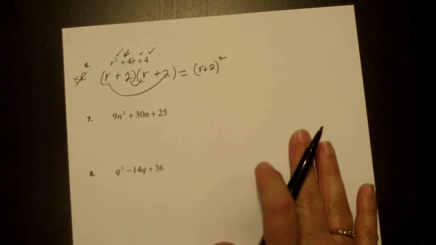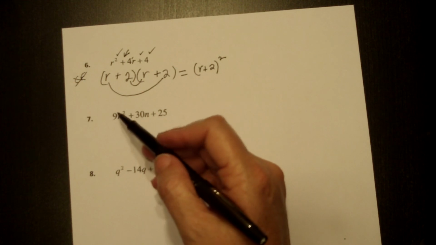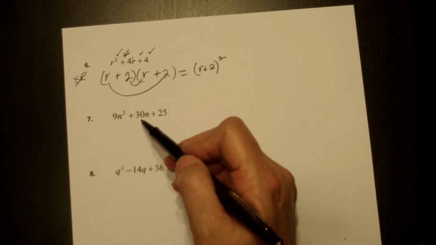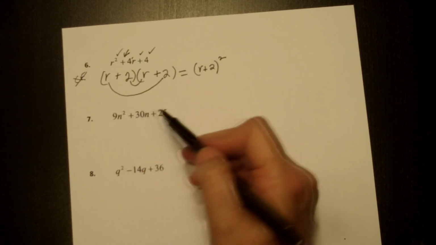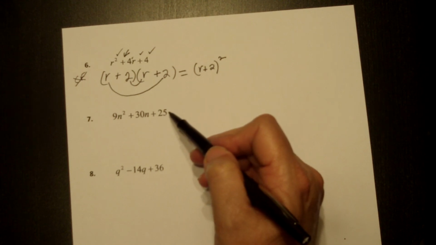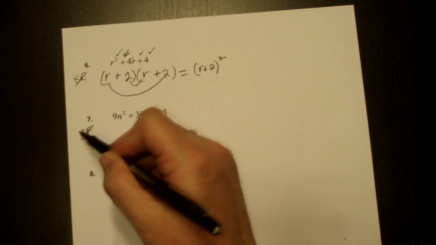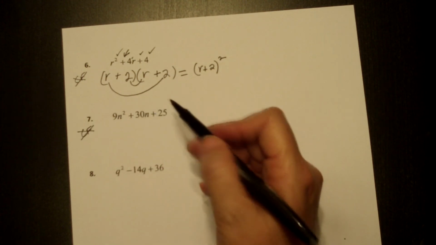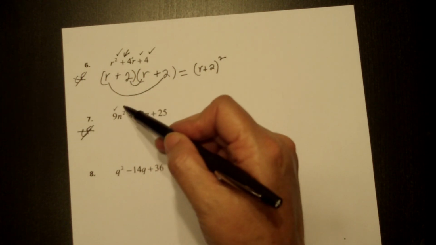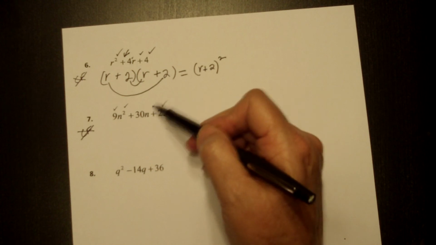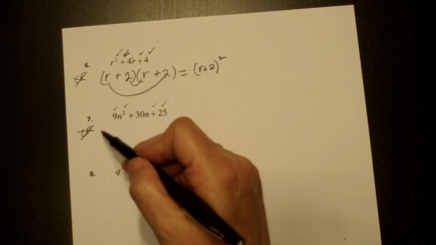All right, go to number 7. Is there a common factor? Well, I've got a 9 and a 30. So I know 3 goes into both of those, but not into 25. And n is not in everything, so no common factor. All right, do we have squares? Well, that would be a 3. That's a yes, and that's a plus on the end.